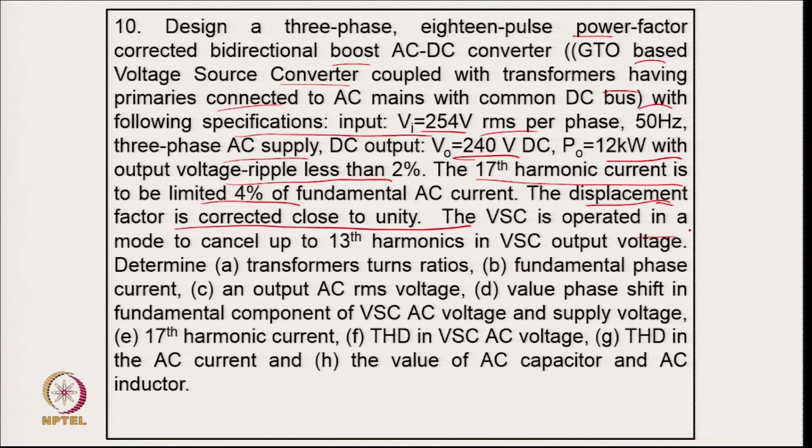The voltage source converter is operated to cancel the 13th harmonic in the VSC output. Determine: A, transformer turns ratio; B, fundamental phase current; C, output AC RMS voltage; D, value of phase shift in the fundamental component; E, 17th harmonic current; F, TAD in VSC AC voltage; G, TAD in AC phase current; and H, value of AC capacitor and AC inductor.